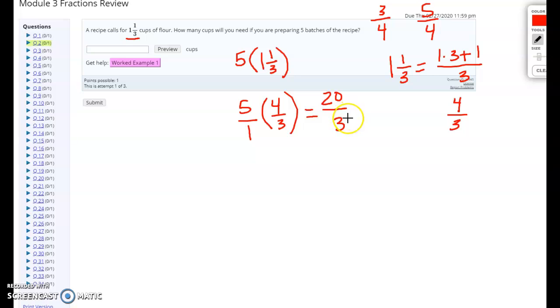So 20/3, if we were going to change that back to a mixed number, we could say 3 goes into 20 6 times with 2 left over. To check this, we can go 3 times 6 is 18, plus 2 does give us 20/3. So our answer would be 6 2/3 there.